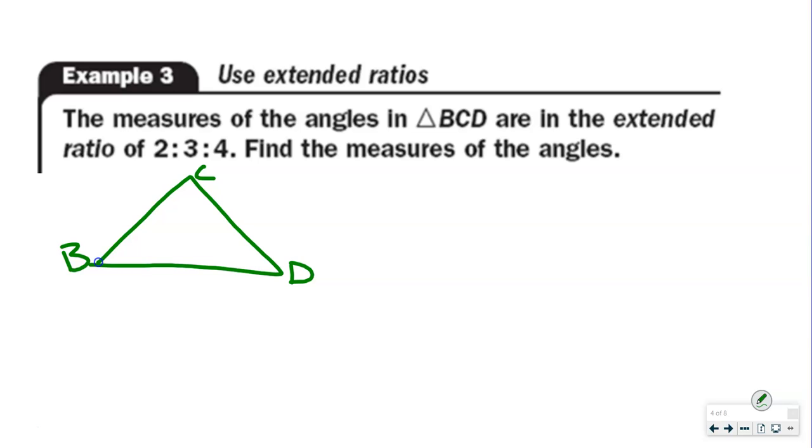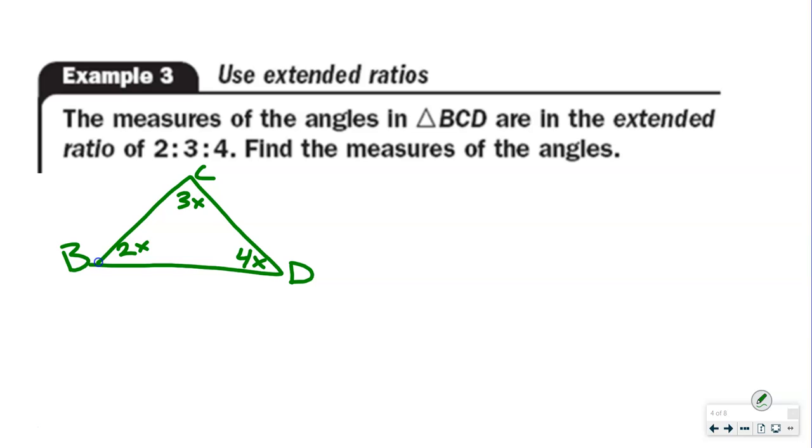So starting at B, I would have 2x. Remember, 2 to 3 to 4 is our simplified ratio. So we need to figure out what that greatest common factor was. So that's our x. And C matched up with 3, so that's 3x. D matched up with 4, so that's 4x. So we have our values for our angles there.